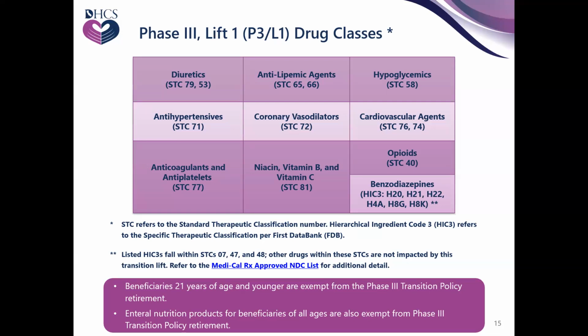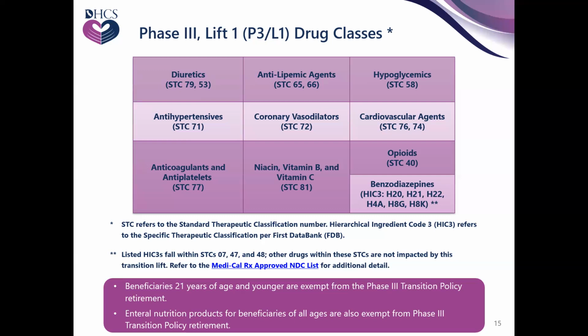STC refers to the standard therapeutic classification number. Hierarchical ingredient code 3, or HIC3, refers to the specific therapeutic classification per First Databank. Listed HIC3s fall within STCs 7, 47, and 48. Other drugs within these STCs are not impacted by this transition lift. Refer to the Medi-Cal Rx approved NDC list for additional information. Please note, PAs for beneficiaries 21 years and younger, as well as requests for enteral nutrition products of all ages, will not be accepted, as they are exempt from the Phase 3 retirement of the transition policy.